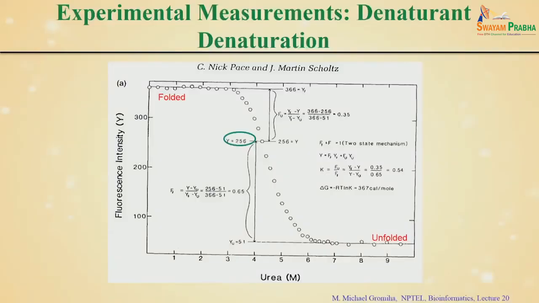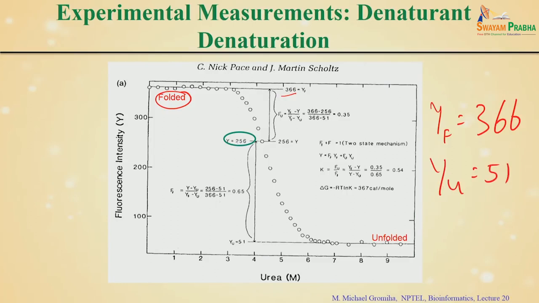Here you can see the data for fluorescence spectroscopy and urea denaturation. We add urea, and you can see the different concentrations of urea, here 1 to 9. You can see the fluorescence intensity in the leftmost part. Here this is the folded state, and slowly, if you add the denaturant, it slowly denatures, and finally you can see it is completely unfolded. In the folded state the intensity is 366, this is called YF, equal to 366, and in the unfolded state, YU is equal to 51.